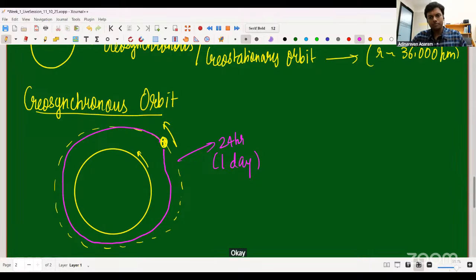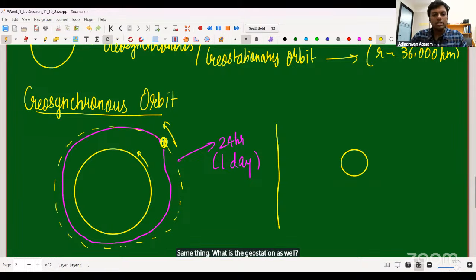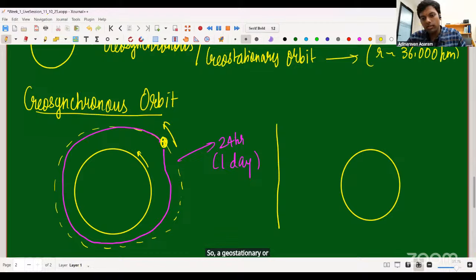Now, my question was: is a geosynchronous orbit a geostationary orbit? The difference between a geosynchronous and a geostationary orbit is as follows. A geostationary orbit is a geosynchronous orbit. So what is a geostationary orbit? Let us get to the same thing. What is a geostationary orbit?